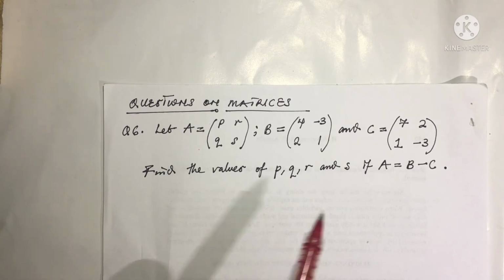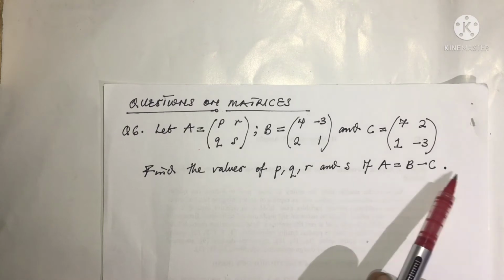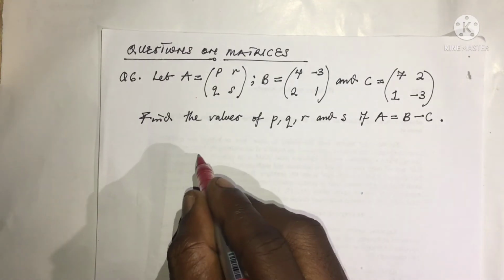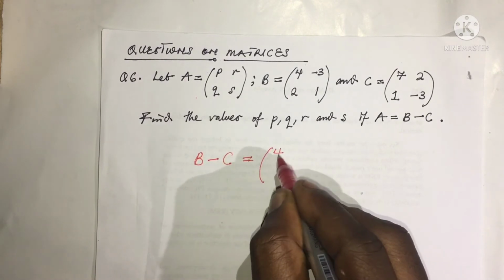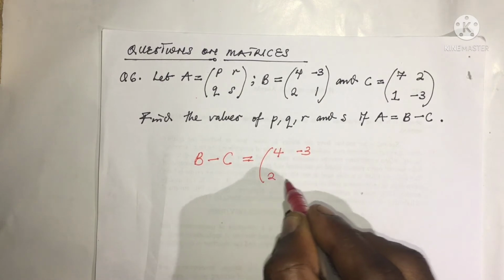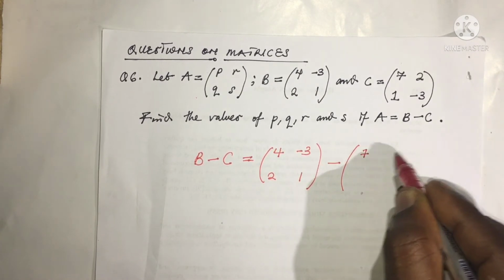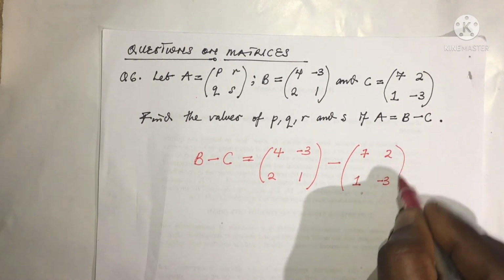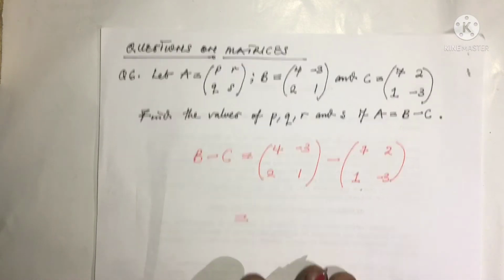So let's see. For us to solve this problem, we would have to begin with finding or obtaining B minus C. So let's start with that. What would B minus C be? B minus C would be subtracting from the matrix B the matrix C. So I'm going to write this. Since we are subtracting the matrix C from the matrix B, I'm going to subtract this from this. Now, subtracting it gives us this result.